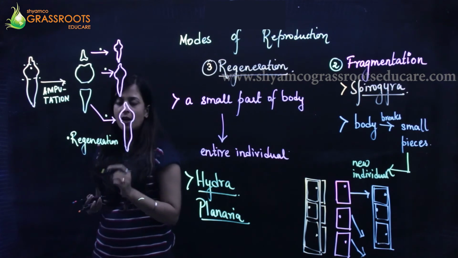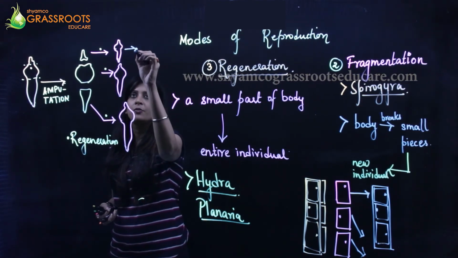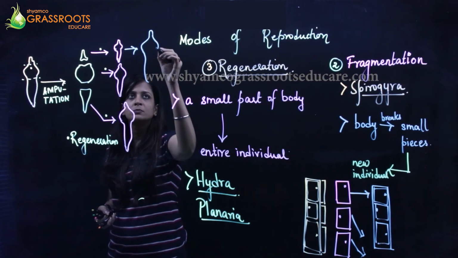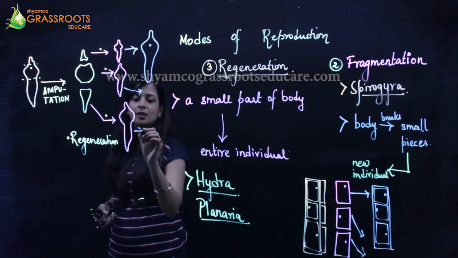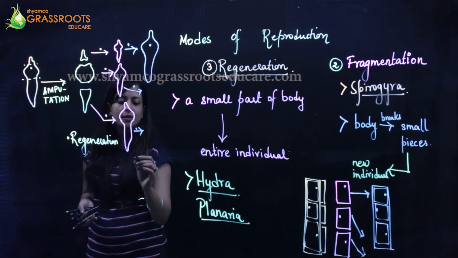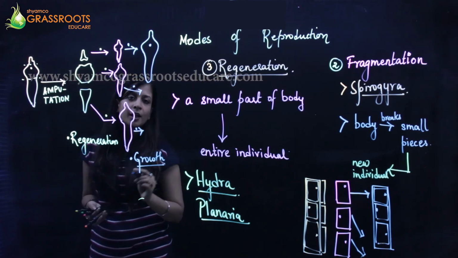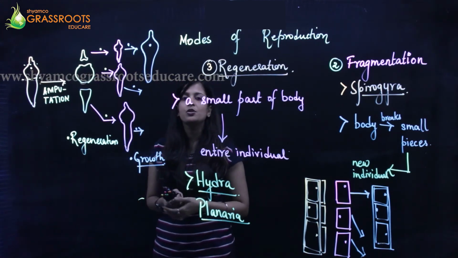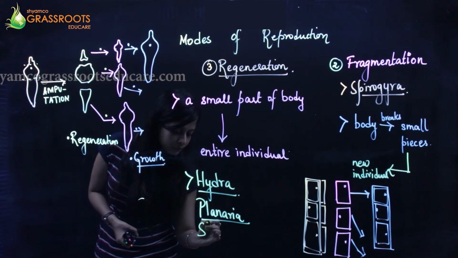And then finally, the last step is that this one will ultimately grow into a proper planaria. So will this and this. So this process is known as the growth. So this is how the regeneration in planaria takes place. In fact, regeneration also takes place in the starfish.